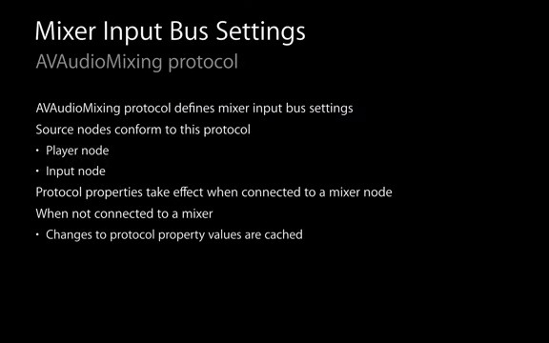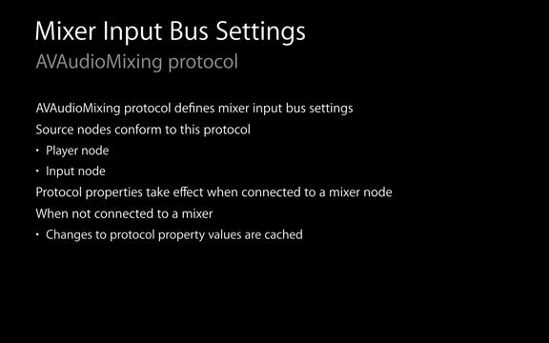All right. So two of the settings that I was changing with the players were the volume and the pan for each player. But these are actually settings of the input mixer bus that the player is connected to. So the way we've exposed mixer input bus settings in AVAudioEngine is through a protocol called the AVAudioMixing protocol. Source nodes conform to this protocol. So the player node and the input node do that. And settings like volume, you can change by just doing player.volume equals 0.5 or player.pan equals -1.